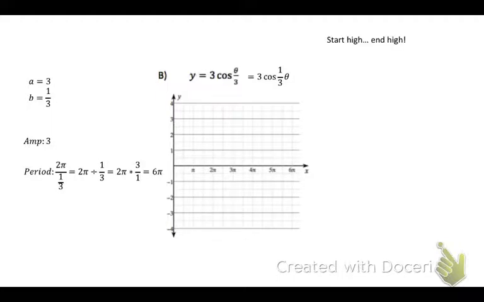Okay. Start high, end high. So we're going to start at the amplitude. I'm going to start at 3. End high, so I'm going to go to the end of my period, 6 pi, go up to 3. Start high, end high. Then we're going to go to the middle, which is 3 pi. That's my low point, so instead of going up to 3, I go down to negative 3.